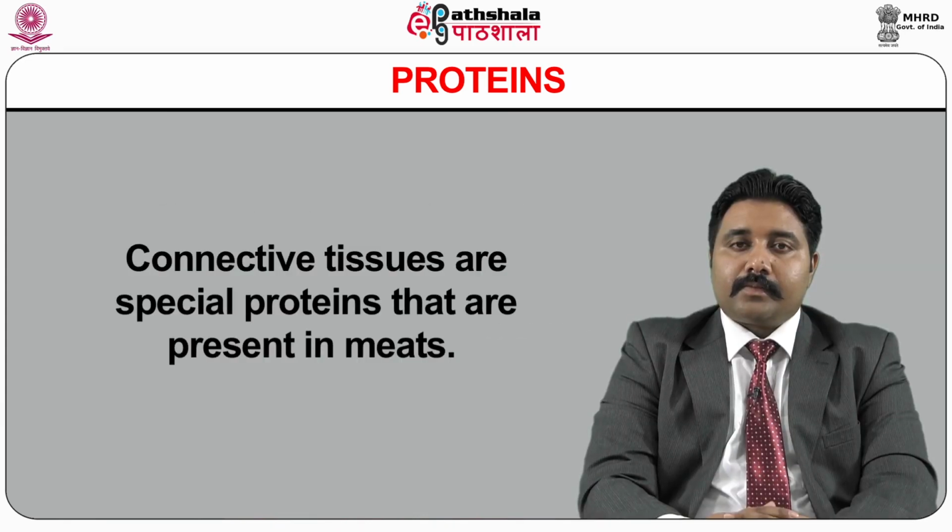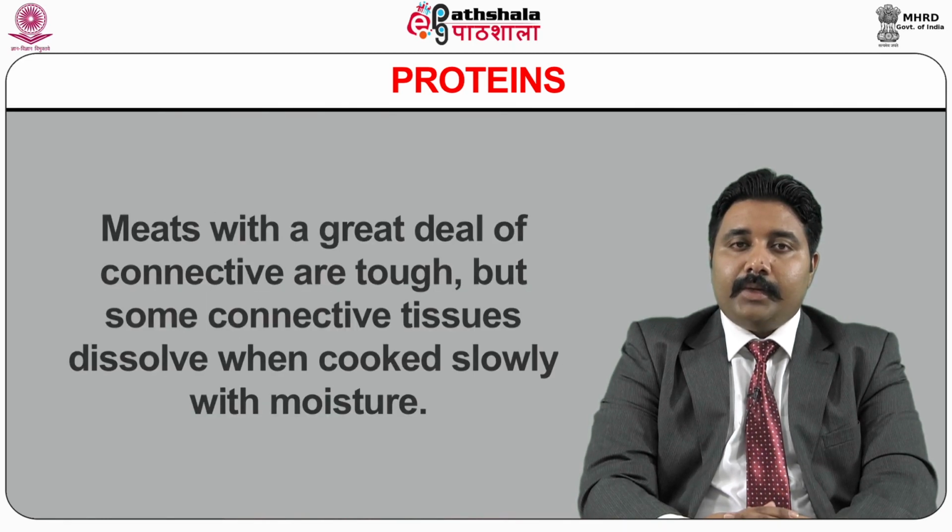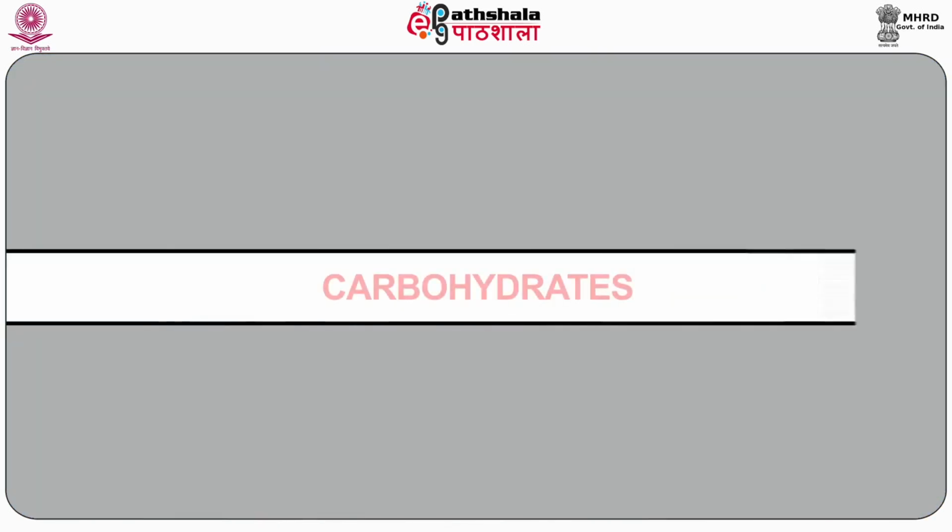Connective tissues are special proteins that are present in meats. Meats with a great deal of connective tissue are tough, but some connective tissues dissolve when cooked slowly with moisture. Acids such as lemon juice, vinegar and tomato help to speed up coagulation and also help dissolve some connective tissues.